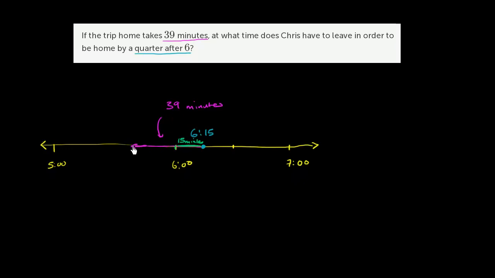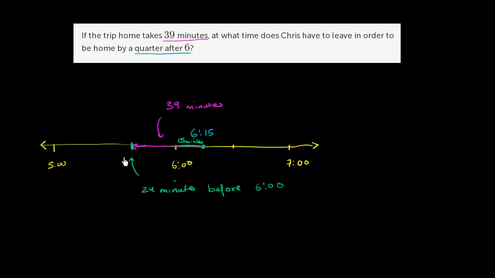So this time right over here is 24 minutes before 6 o'clock. And once again, the way we figured it out, look, going from 6:15, if you go 15 minutes back, you get to 6 o'clock. We had to go 39, so we have 24 left, so then we have to go 24 minutes before 6 o'clock. But 24 minutes before 6 o'clock would be how many minutes after 5 o'clock?